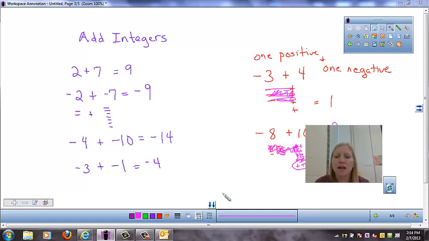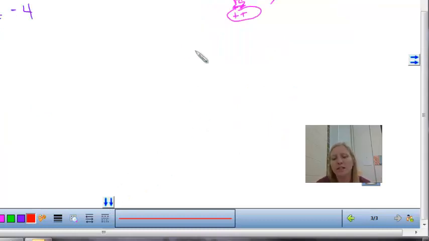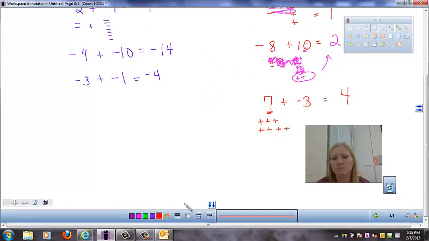Now the other thing that can happen, if you notice, both of these, this 4 was the positive number and 10 was the positive number. Sometimes we have problems like 7 plus negative 3. So let's try that one. 7 plus negative 3. I'm going to subtract 7 minus 3, 4. And it's going to be positive because 7 is bigger. Because I'd have 7 pluses and 3 minuses. So all these would cancel, and I'd have 4 positive.